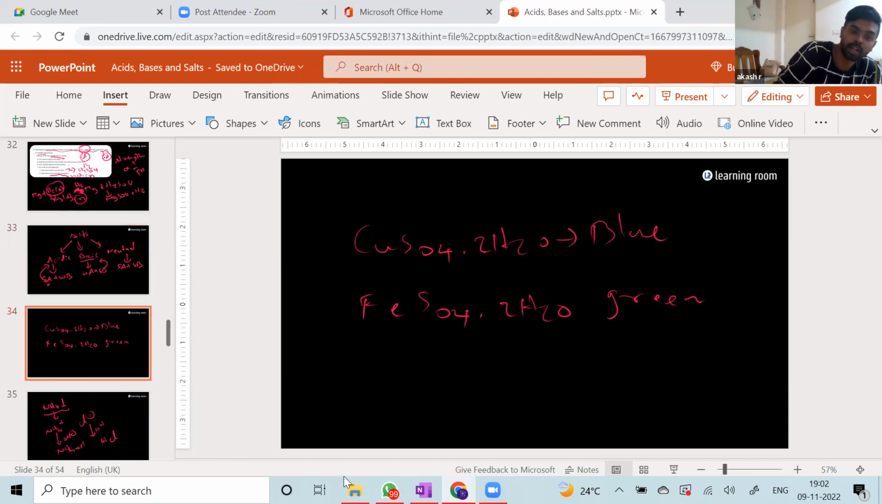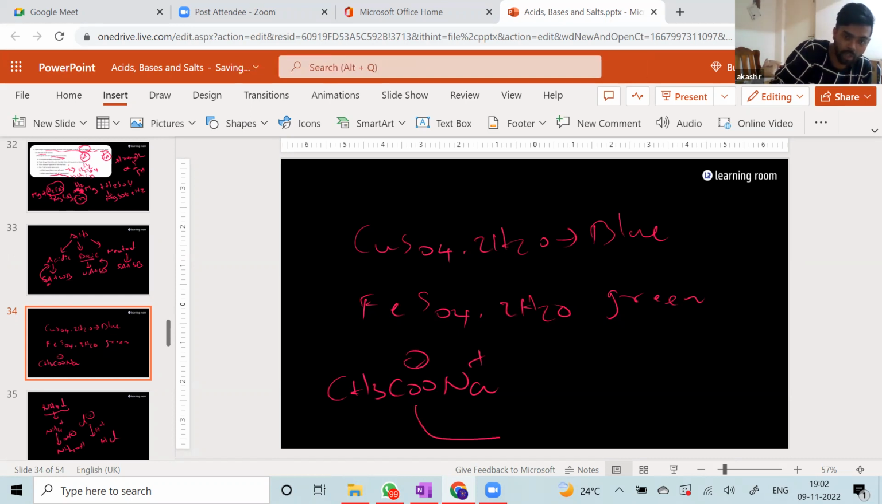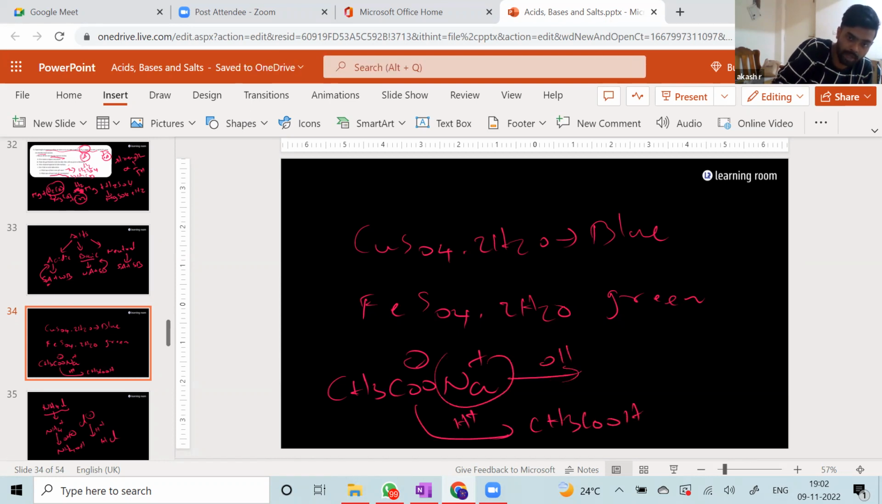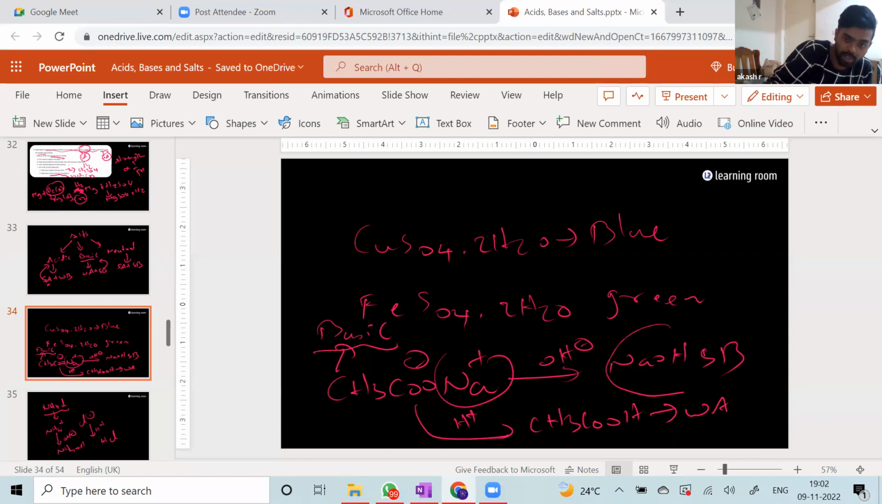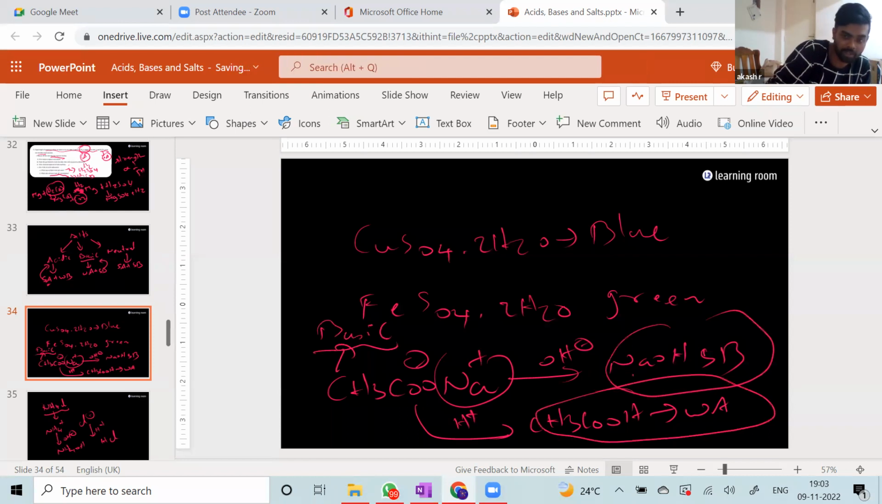Now, if I give you CH3COONa, that is sodium acetate. Is sodium acetate going to be a strong acid or weak acid? How are we going to find out? First, we have to find which acid and which base were used. That we know how to do. We have CH3COO minus and Na plus. To this, we add H plus, so I get CH3COOH. To this, we add OH minus, so I get NaOH. I know NaOH is a strong base and CH3COOH is a weak acid. So definitely this is going to be a basic salt, because whichever is strong will dominate, right?